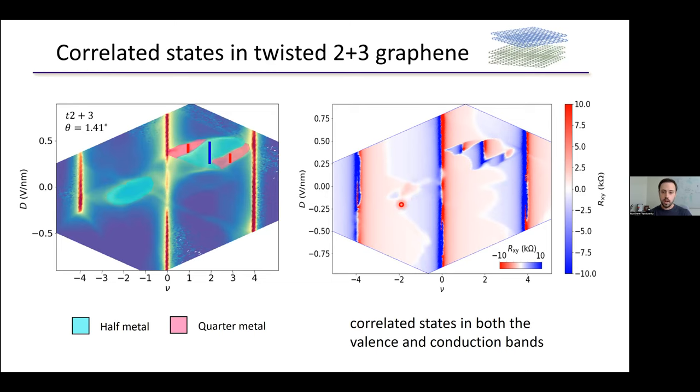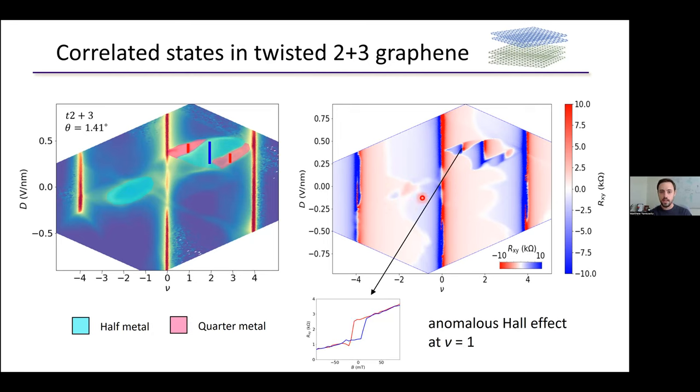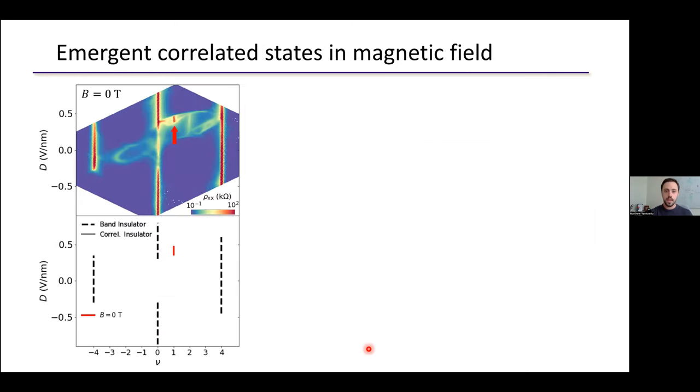So this is the first instance in twisted M plus N graphene where we additionally see correlations in the valence band at zero field. And there are some other oddities of these structures. So we see an anomalous Hall effect at nu equals 1, but in certain ways this is a peculiar anomalous Hall effect. I don't have enough confidence to say exactly what's going on here, so I'll leave that to future work. But there may be something somewhat strange about the topology of the system.